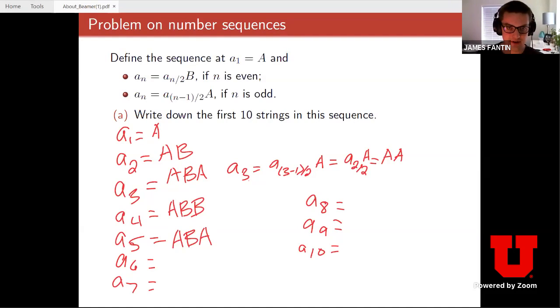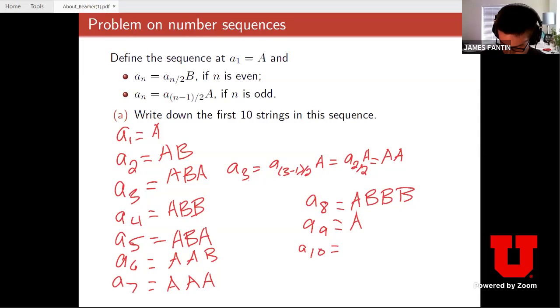And you can tell me if I mispronounced your name. Savine. Savine? Okay. Yeah. So A6 I got AAB. A7 I got AAA. A8 I got ABBB. A9 I got ABBA. And A10 I got ABAB.